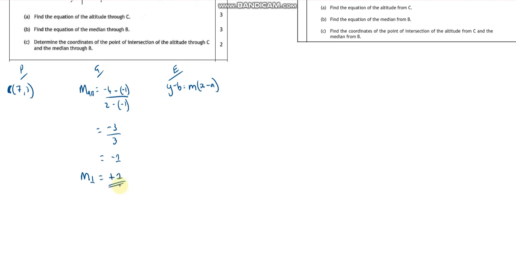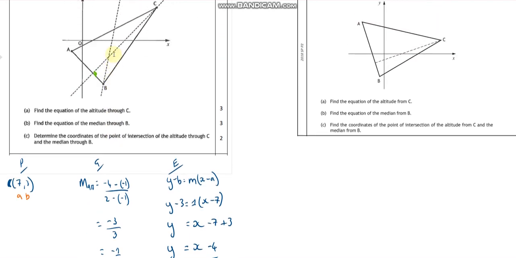So I don't have to flip it. 1 over 1 is still just 1, but I've changed the sign. Very good. And substitute in. Y take away B is equal to M x minus A. So Y is equal to X, take away 7, and I'll add the 3 just now. So Y is equal to X, take away 4. So that's me got my first part, the altitude through C.